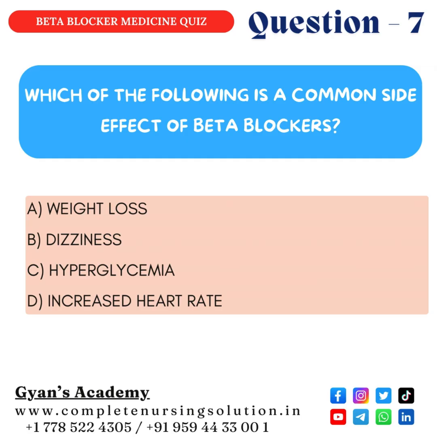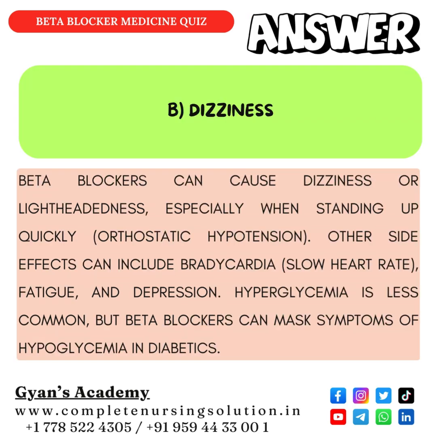Option A, weight loss. Option B, dizziness. Option C, hyperglycemia. Option D, increased heart rate. Answer. Option B, dizziness. Explanation. Beta blockers can cause dizziness or lightheadedness, especially when standing up quickly, orthostatic hypotension. Other side effects can include bradycardia, slow heart rate, fatigue, and depression. Hyperglycemia is less common, but beta blockers can mask symptoms of hypoglycemia in diabetics.